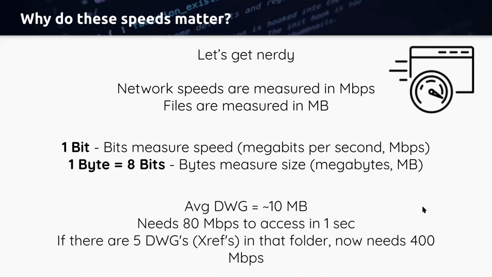Now, this is the best case scenario, of course. There's overhead for all protocols, so these numbers are estimates at best. Your average drawing is about 10 megabytes, at least when it's close to completion, without corruption, clean, and ready to go. That would need an 80 megabit per second connection to access in 1 second. Not that much. Now, if you have 5 other drawings in that folder, XREFs, as you usually do, you now need a 400 megabit connection to access that in 1 second. You will very rarely actually access that in 1 second. It's just an example of how quickly your connection speed balloons.